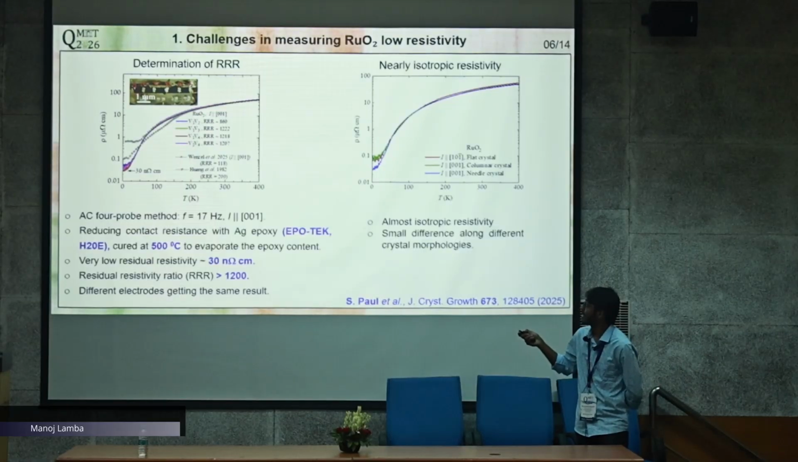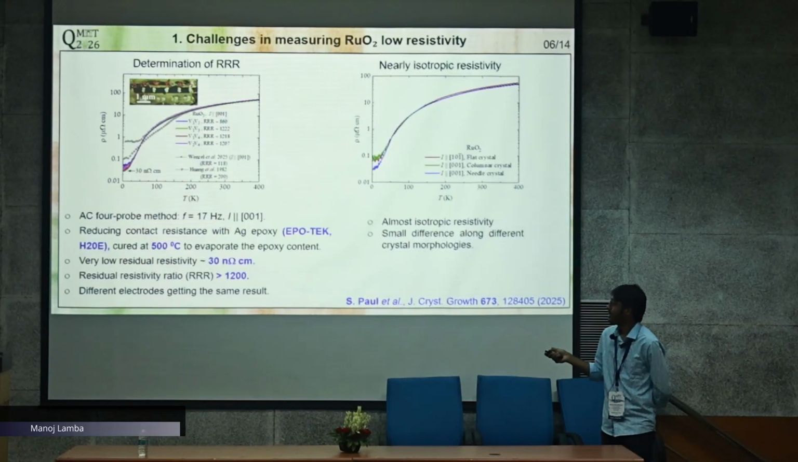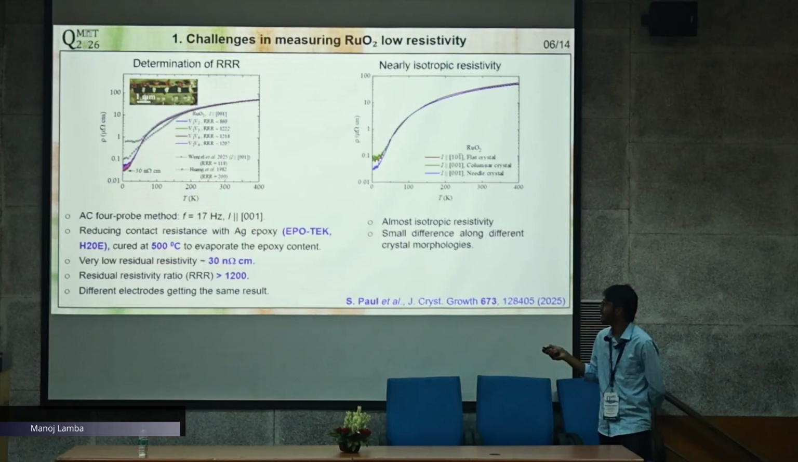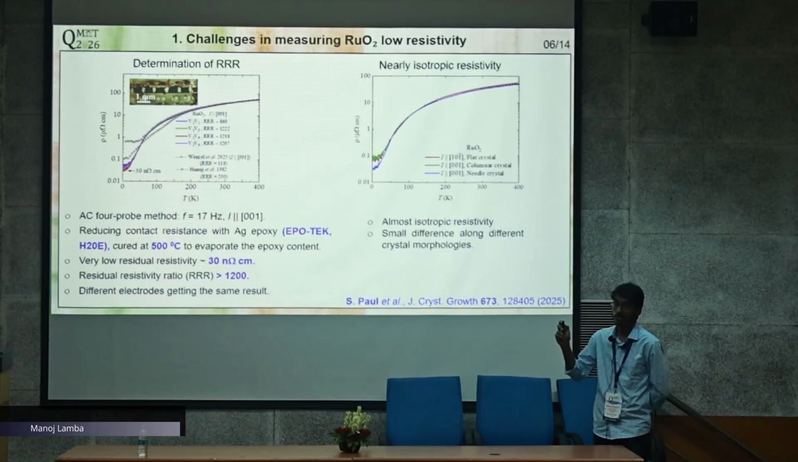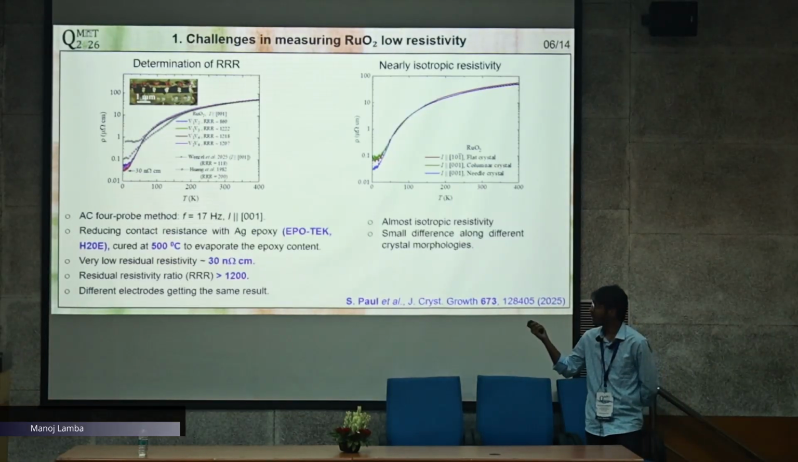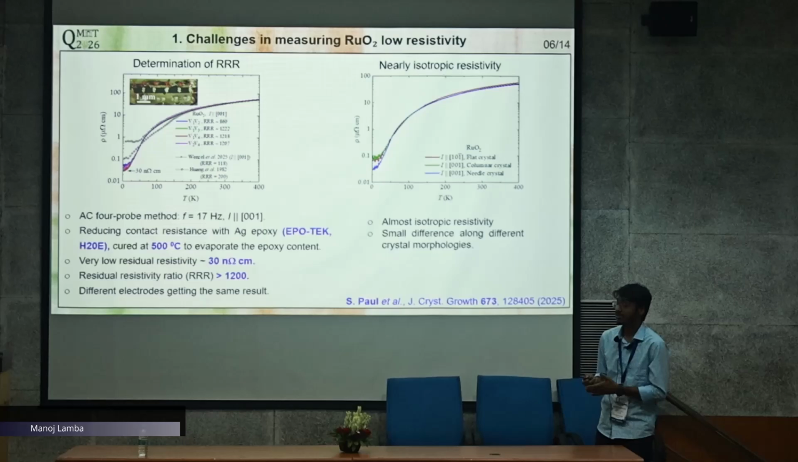For that, we attach the current leads at both ends of the crystals and the voltage leads at the side surface of the crystals, with a separation between the different voltage leads. These current leads and voltage leads are attached with silver epoxy cured at 500 degrees centigrade to evaporate the epoxy content. That will actually reduce the contact resistance, and this will also give us robust contact leads.